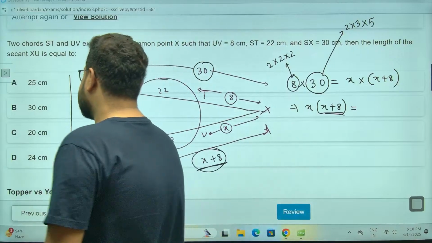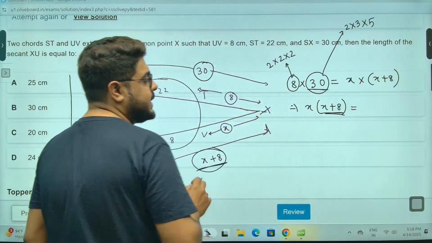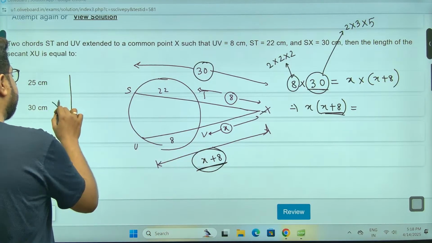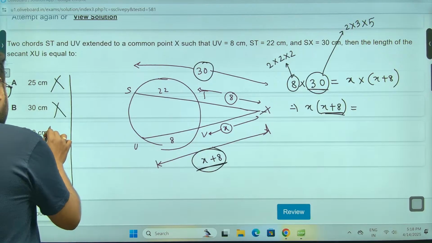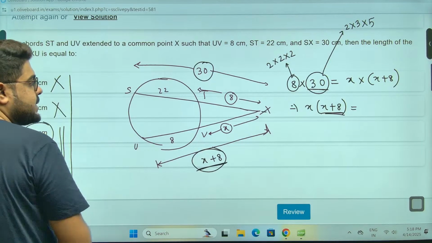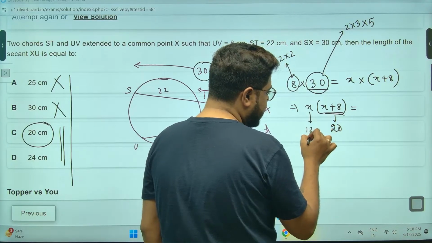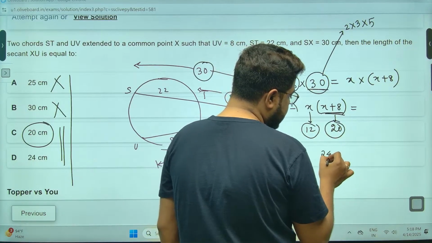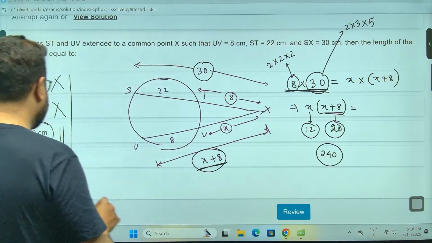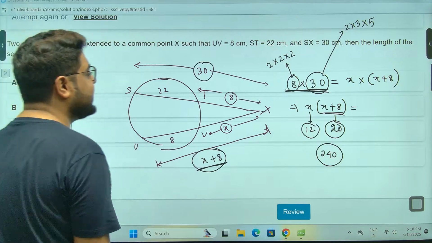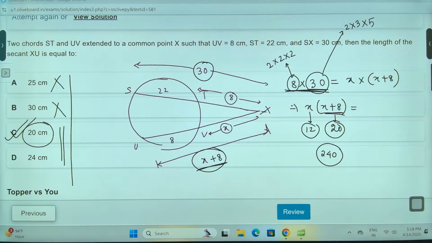Let's see now. x plus 8, I cannot put 30, because if I put 30, the other x value is 8, cannot happen. 25 also will not happen because of the even-odd thing. 20 or 24 can be the answer. Let's see 20. If I put this as 20, then this will be 12. 12 into 20 is 240. You see, 3 into 8, that is also 240. So 100% my answer is option C, that is 20.